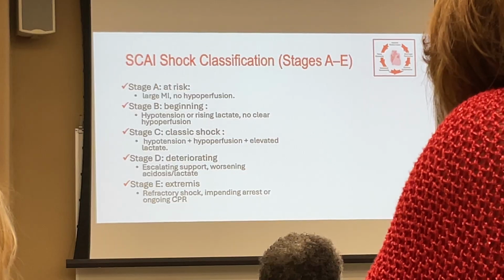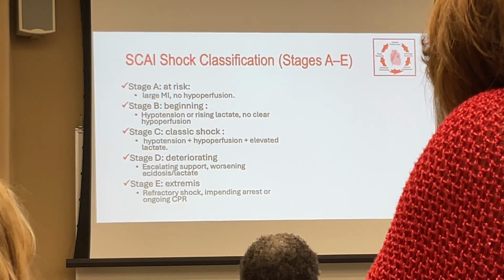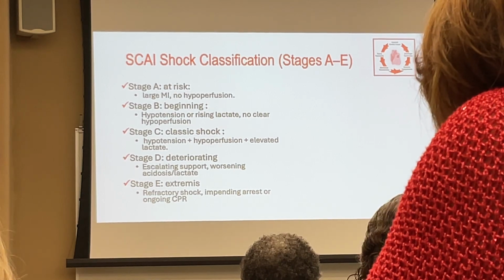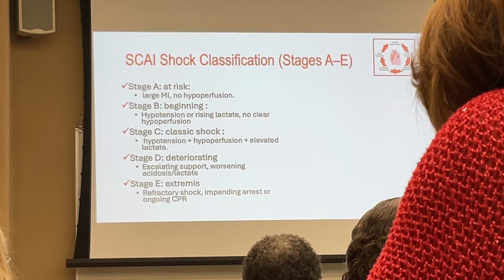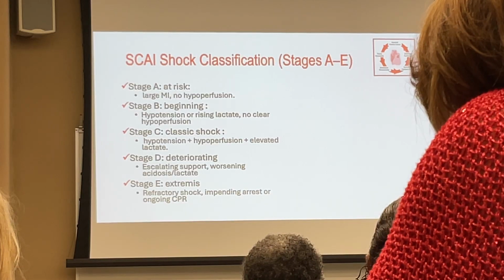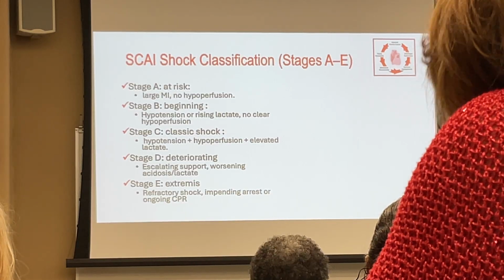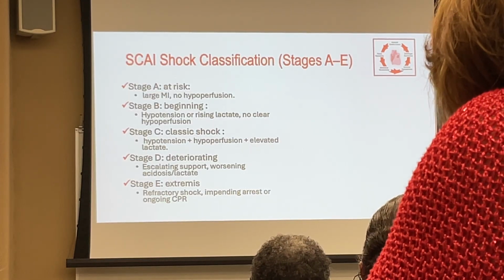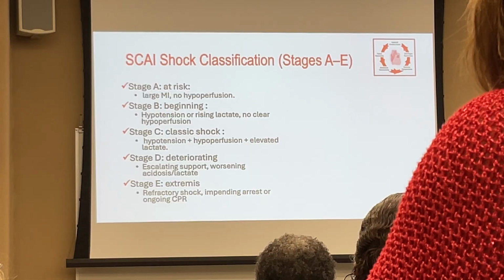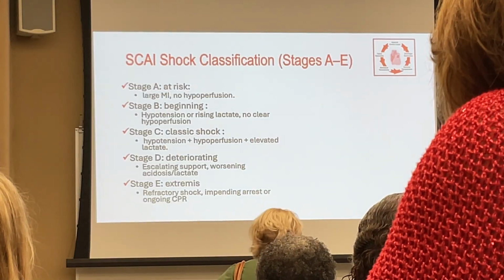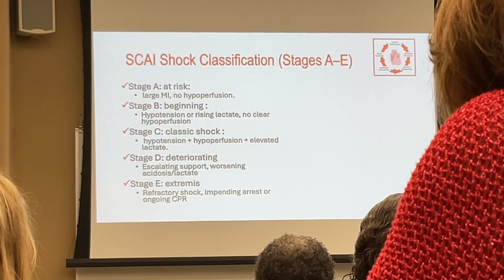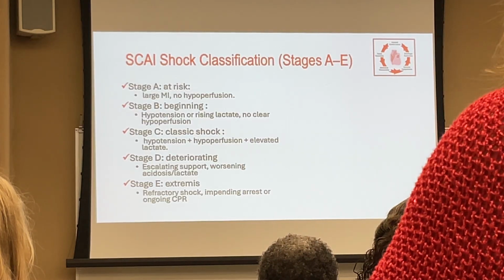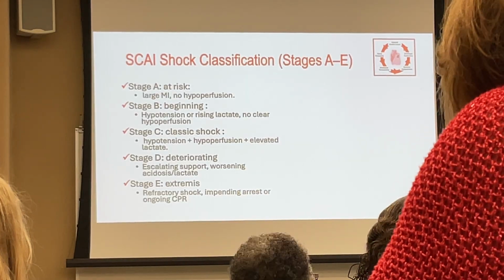And this is going to be more precise than waiting for CVP to go up. Okay? And I love CVP, but this is more precise. Stage C, you are now decompensating. You're hypotensive, you're hypoperfused, your lactate is elevated greatly. So remember, just like in sepsis, when we talked about lactate initially, it was greater than 4, and then we changed that to greater than 2. So now I'm going to say with cardiogenic shock, 1.5 to 2.5 puts you in stage B.